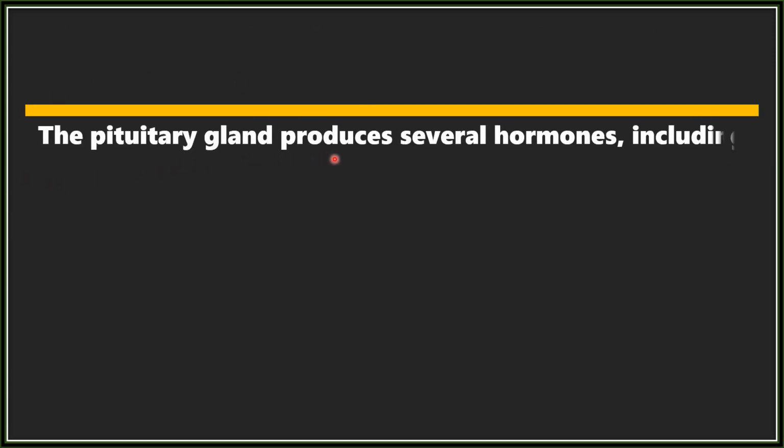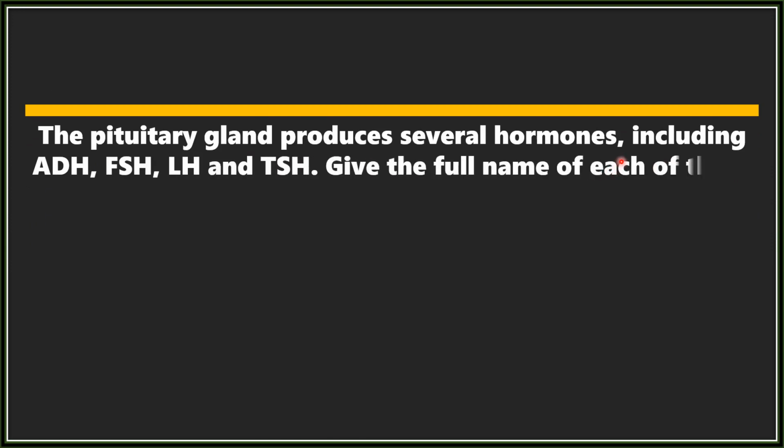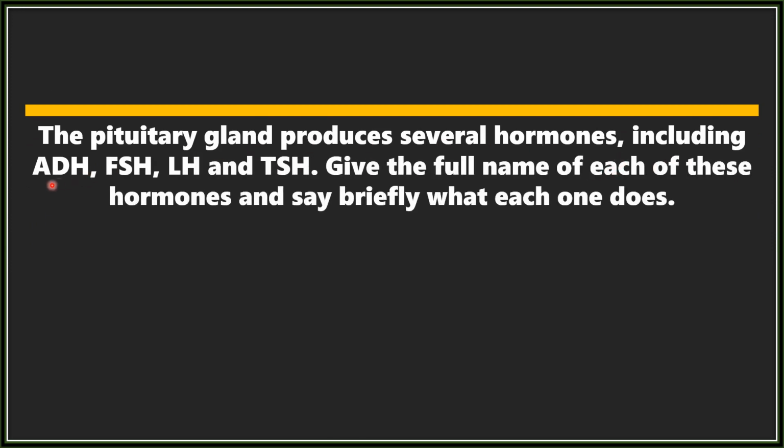The pituitary gland produces several hormones, including ADH, FSH, LH, and TSH. Give the full name of each of these hormones and say briefly what each one does.